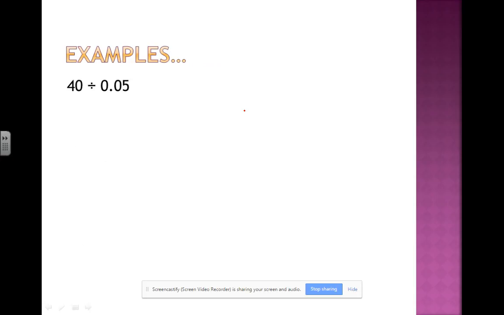40 divided by 5/100. I have the number 40, and I'm going to divide it by 5/100. Now, I don't want that decimal on the outside, so I'm going to move the decimal to make it a whole number. Now, I just moved my decimal 2 places. So on the inside, I have to move my decimal 2 places. Notice I had to add a decimal, but that's okay.